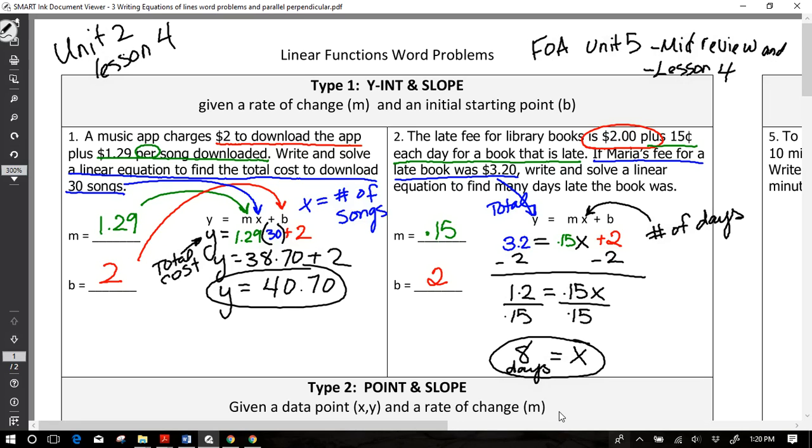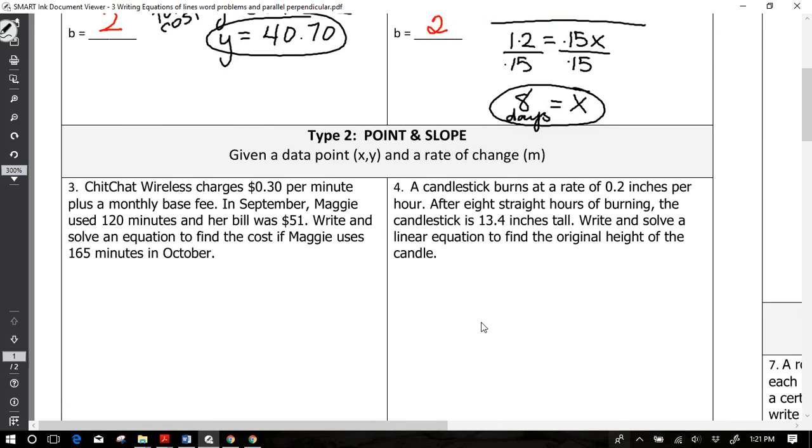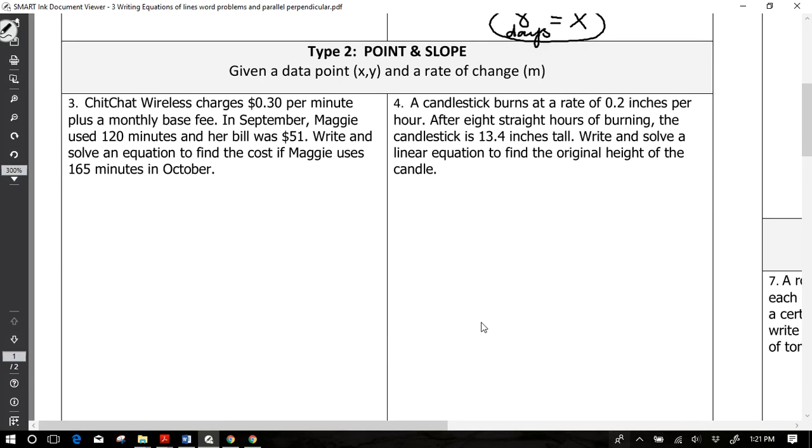So that is type 1. If they give you a y-intercept and a slope, we just plug in. Let's look at type 2, if they give me a point and a slope. Chit Chat Wireless charges 30 cents per minute plus a monthly base fee. Let's go ahead and identify my slope right here. The word per helps me to see that. So m equals 0.30.